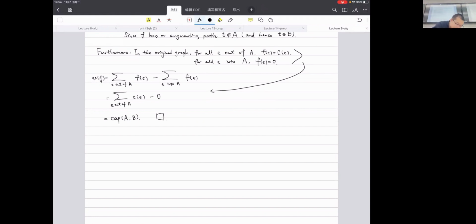If you do not fully understand this part, I have some comments, so let me say this again. For an edge E out of A, it goes from U belonging to A to V belonging to B, but V is not in A, not connected in the residual graph. And this is actually going to give no forward edge. Backward.